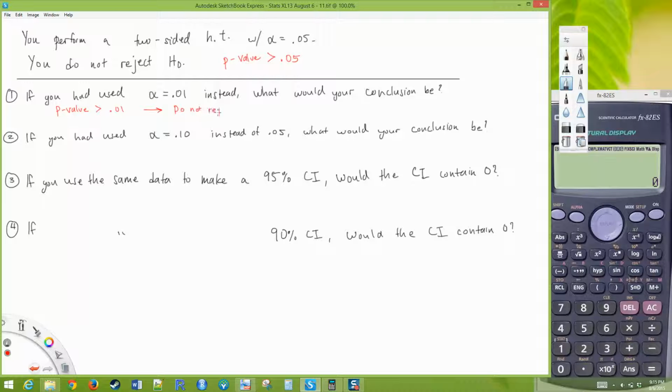Do not reject the null hypothesis. On the other hand, if we had used alpha equal to 0.10 rather than 0.05, we know our p-value is bigger than 0.05, but we have no idea if it's bigger or smaller than 0.10. Our p-value could be 7%, it could be 25%. We don't know. So here we do not know. The p-value could be bigger than 0.1, it might not be.